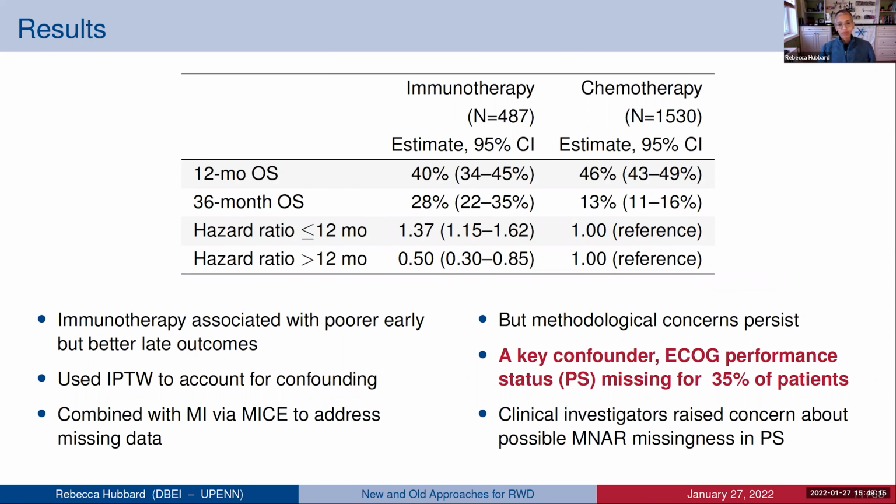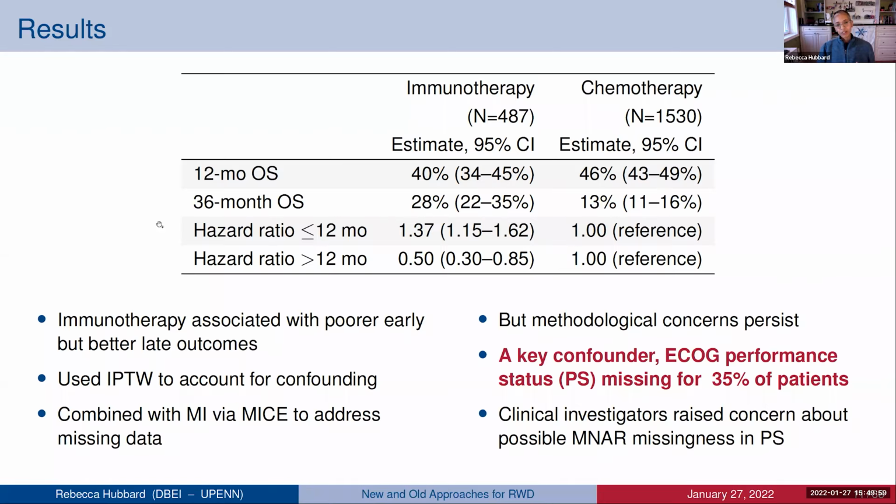This is one table from the results of that paper, just summarizing the overall survival comparisons between the patients in our Flatiron-derived cohort who were treated with immunotherapy versus chemotherapy. So the high-level conclusion that we came to was that immunotherapy was associated with poorer early outcomes, but better late outcomes. If you take a look at this table, we have 12-month and 36-month overall survival in each of the two groups. You can see at 12 months, overall survival is lower in the immunotherapy group compared to the chemotherapy group. But by the time we get out to 36 months, overall survival is better in the immunotherapy group compared to the chemotherapy group.